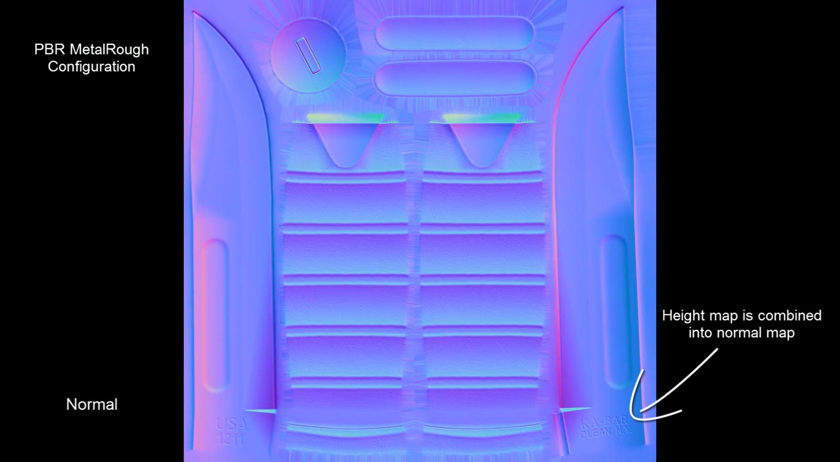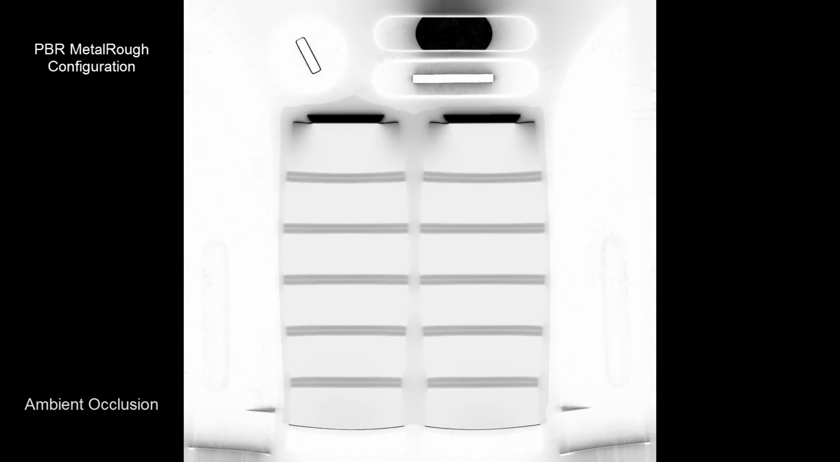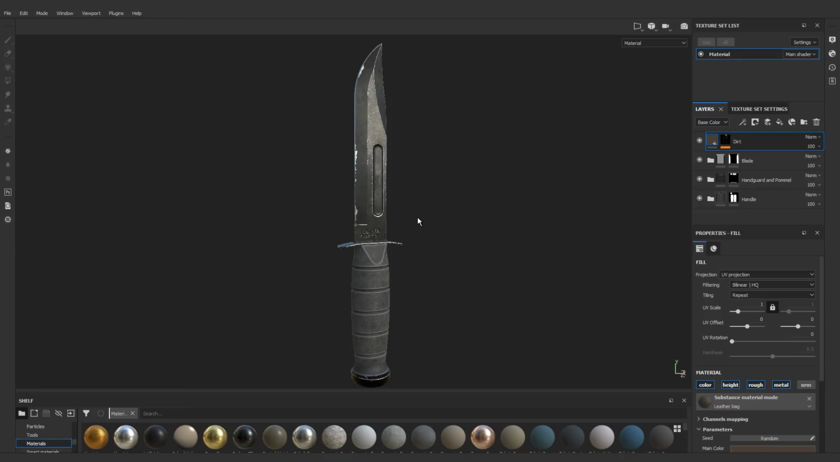Now make a note that when you export textures, the height detail is combined into the normal map. So you don't actually have to export a height map unless you're using it for displacement. So I did a quick test render and I wasn't crazy about all the grunge and the dirt, so I simply turned that stuff down to achieve a cleaner look.